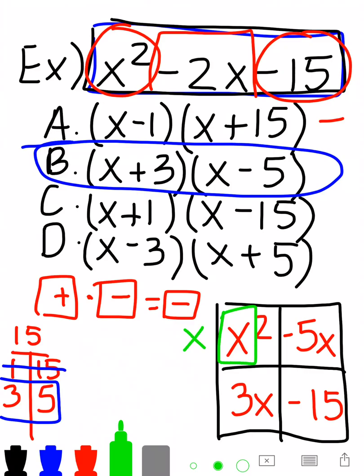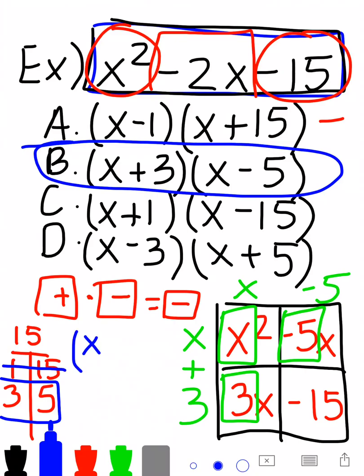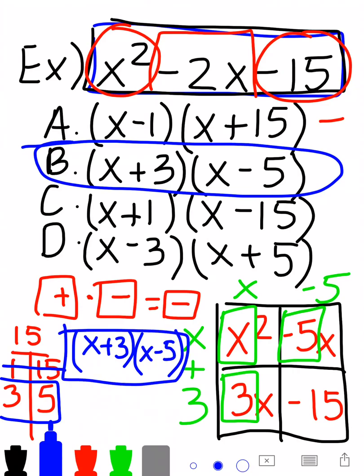So now you would do the exact same thing as before. Put a box around the first thing you see and pull it out. Negative 5 and a positive 3. Since this is a positive 3, you will put plus there. Negative 5, that just means minus. You're ready to write your answer now. So the answer would be x plus 3 times x minus 5. Looks very similar to answer choice B.